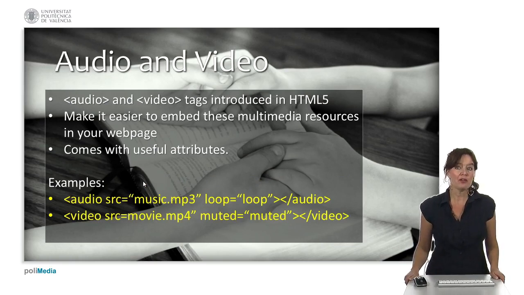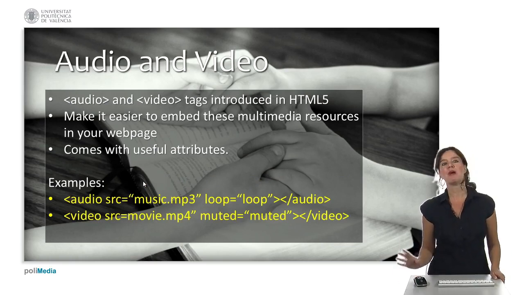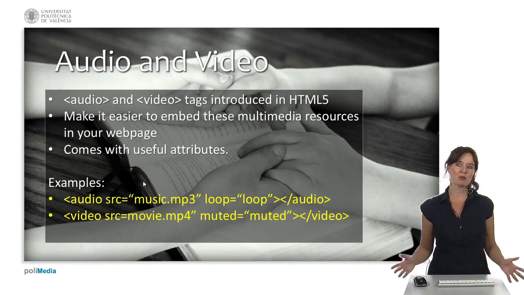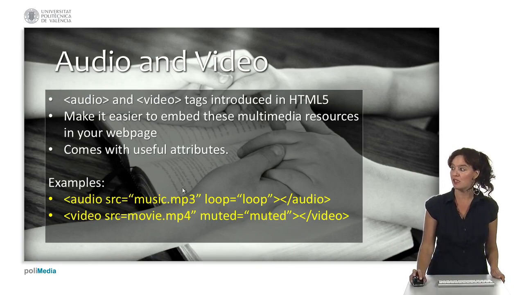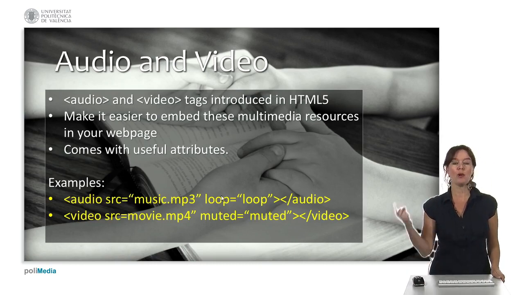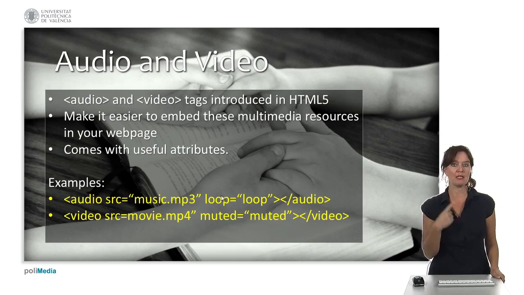Finally, we have audio and video tags. These were introduced in HTML5, and these make it far easier to embed multimedia resources in your web page. And they also come with useful attributes like we can see here. For example, the audio tag to incorporate some audio which we can find in this source file, music.mp3. And this is an attribute that says that we want to loop it. So we want to constantly keep on playing the music. When it ends, we start it all over again.